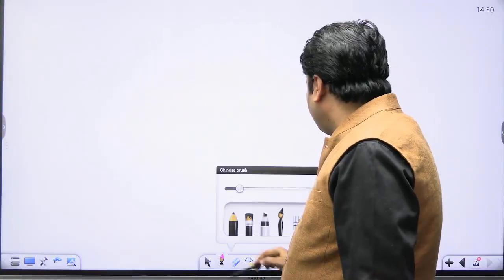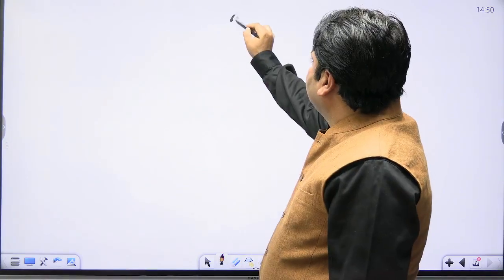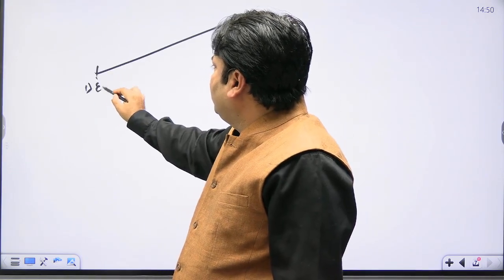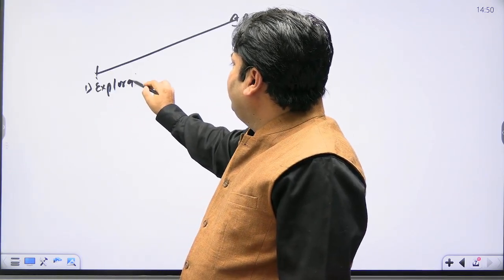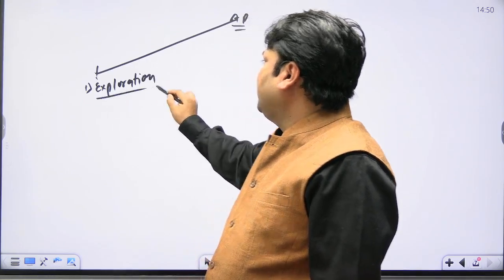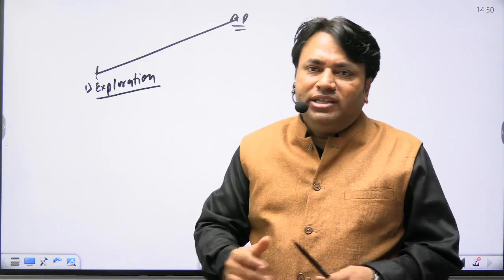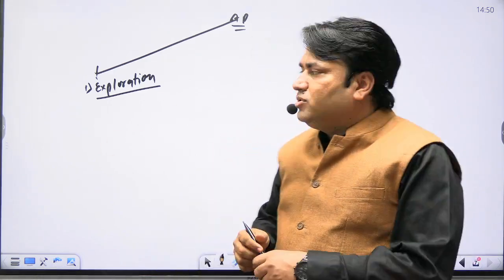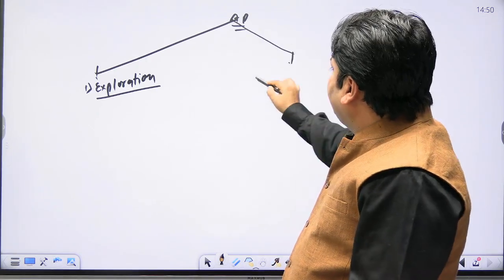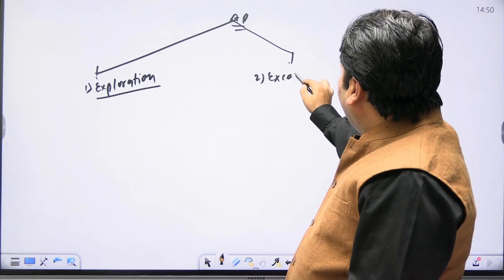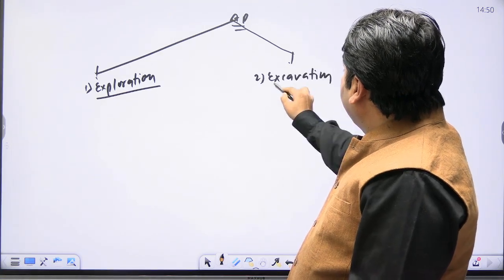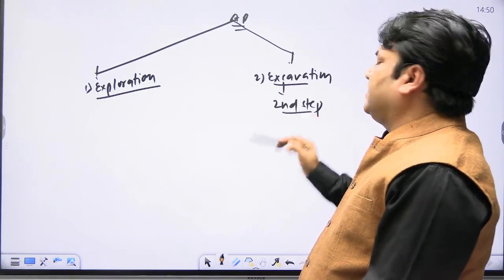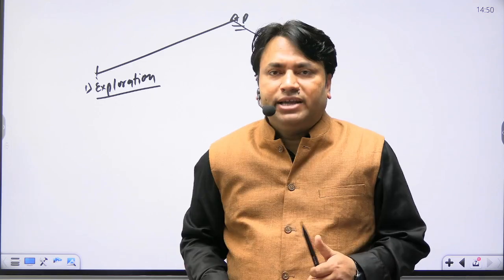When we talk about the archaeological process, it involves 4 stages, and the very first stage is exploration. So I think the concept is clear. Now you have a very good idea about the difference between exploration and excavation. Now what is excavation? Excavation is the second step, the detailed next step.